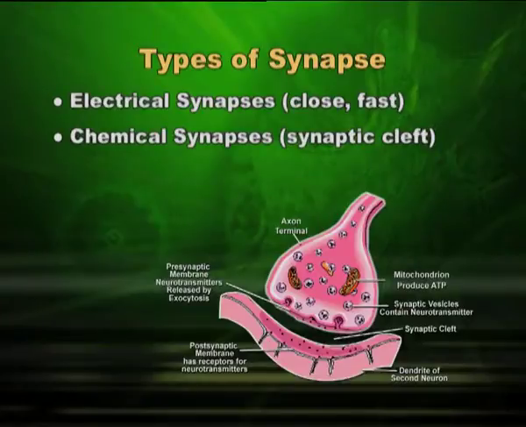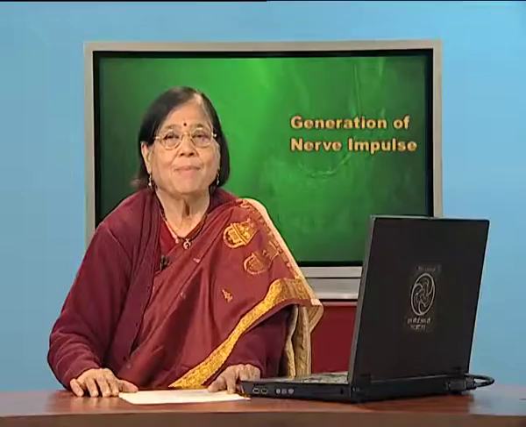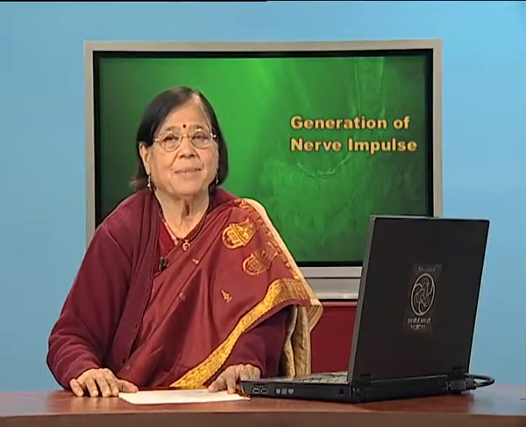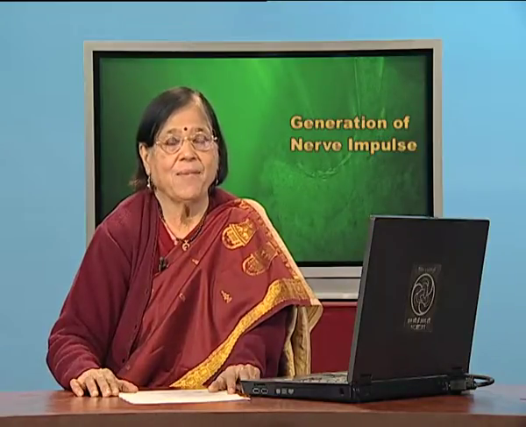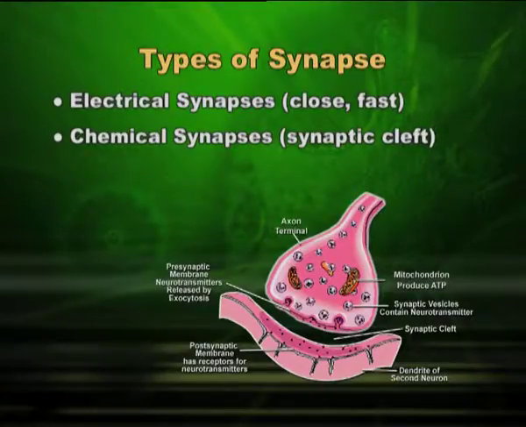If it is an electrical synapse, then they are very close by and the stimulus passes from one to another like electric current. But in our body, such synapses are rare. So, we have chemical synapses. As the name indicates, the chemical synapse will need some chemical, and here I would like to emphasize that between the presynaptic and postsynaptic neurons, there is a synaptic cleft which will be eventually filled with a chemical to help the transmission of the nerve impulse.